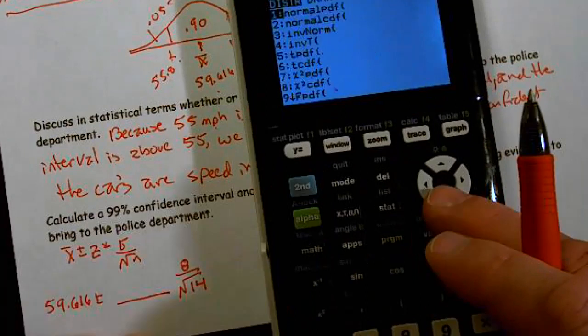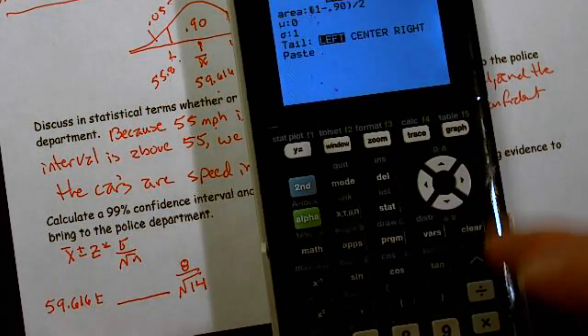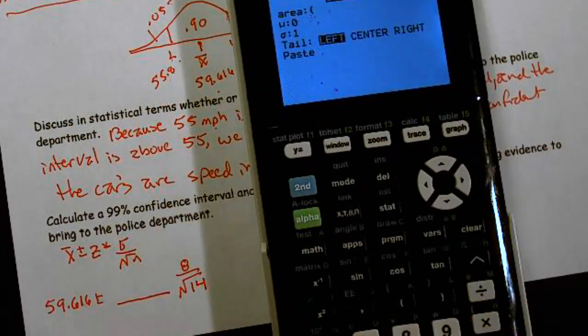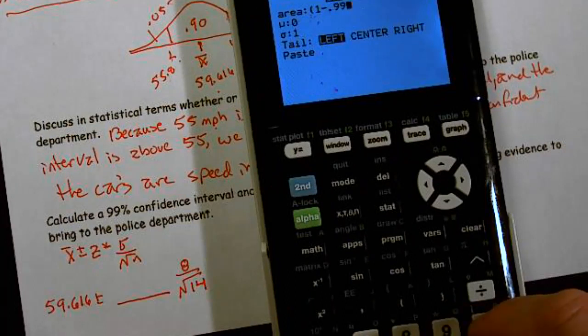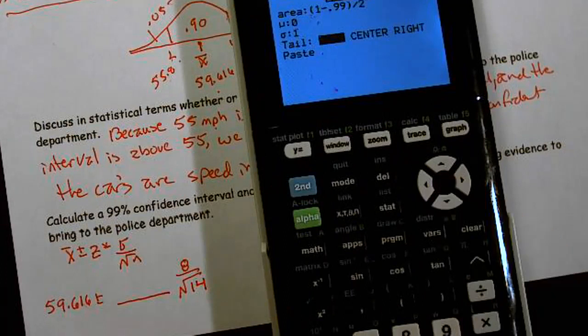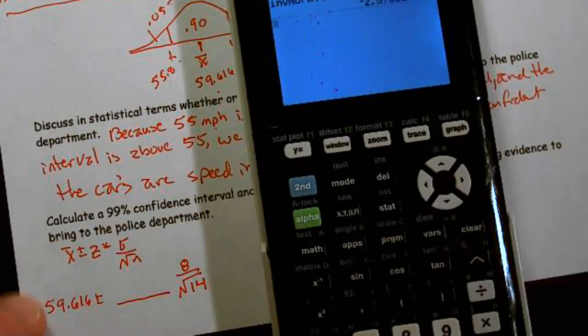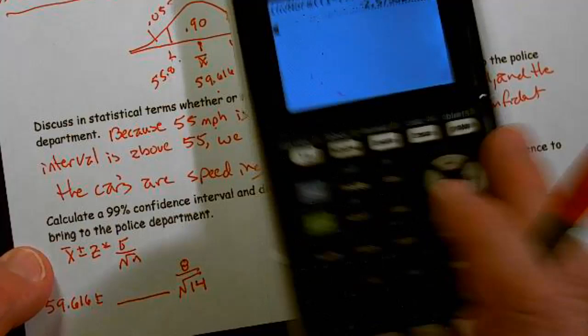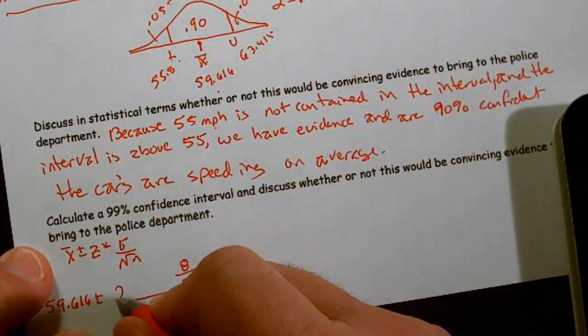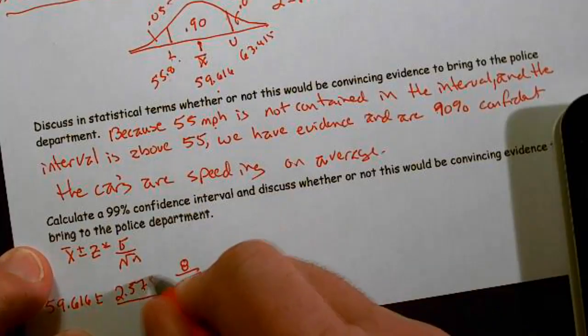So second vars, inverse norm, and I'm going to change this to 1 minus 0.99, close parenthesis, divide by 2. And I get 2.5758.